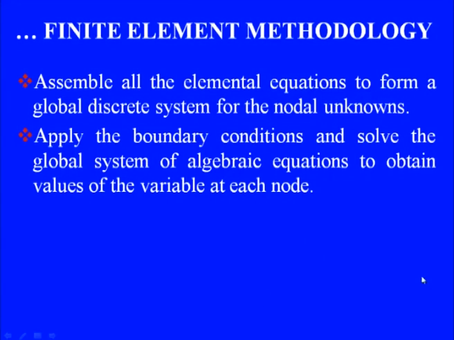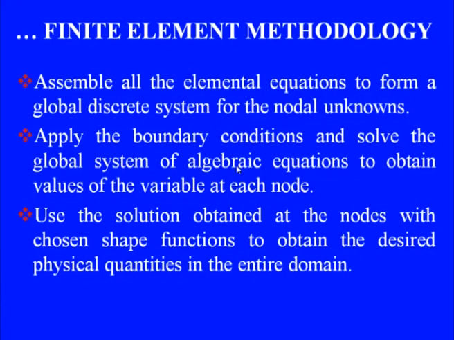So these two steps are fairly similar to what we have already done. These steps are rather common to almost all discretization schemes, be they finite element, finite difference, or finite volume schemes: form the global system of equations, apply boundary conditions, and then solve the resulting system of equations. Once we have obtained the value of the variable at each node, in the case of finite element, we have got the shape functions, and in terms of shape functions, we can obtain the value of the variable at any point in an element. We can differentiate the variable to obtain the gradients.